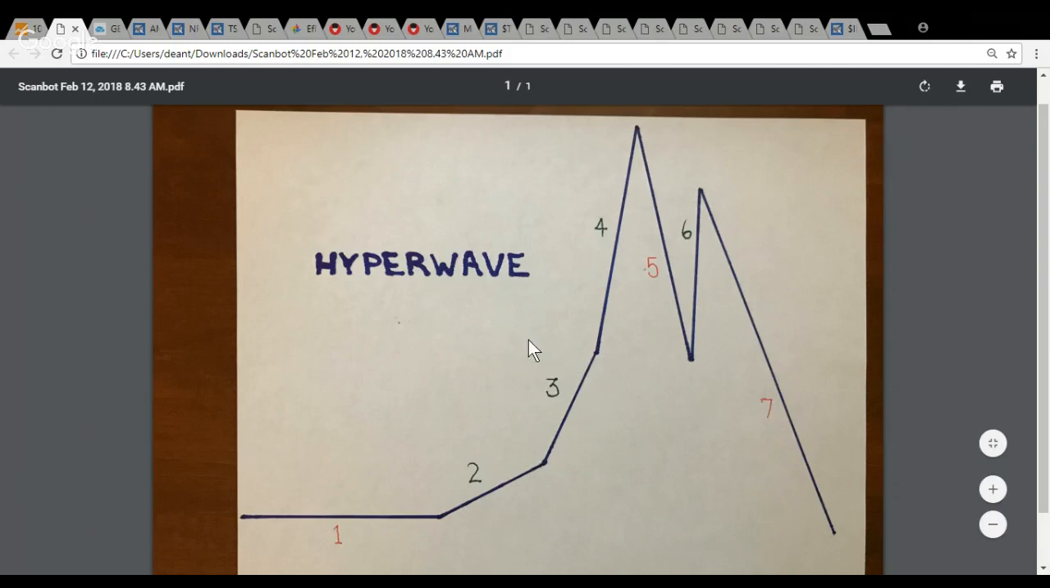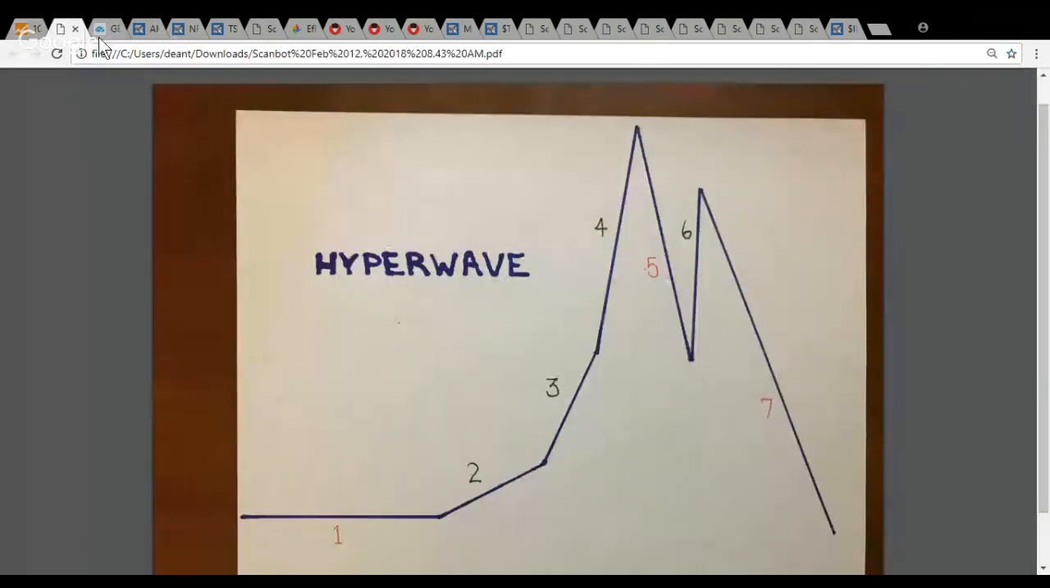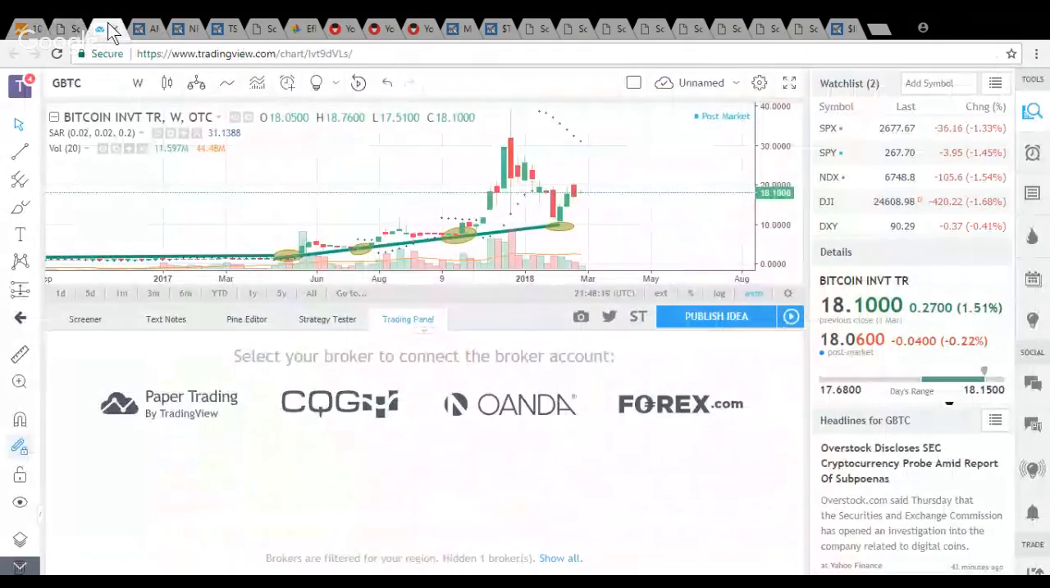We know that by looking at Bitcoin, because on the GBTC, we know we're only in a phase 2, and we could drop all the way back down to that line and still be in a phase 2, or we could accelerate up from here into a phase 3. Okay. Tyler, yes.